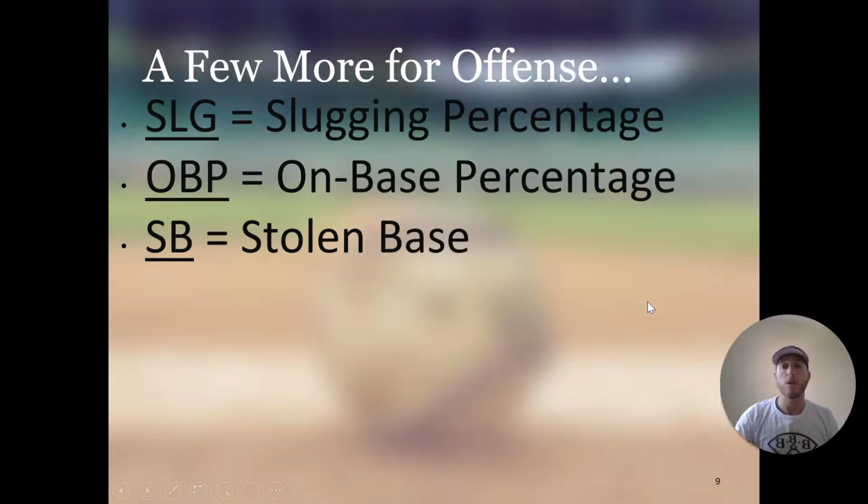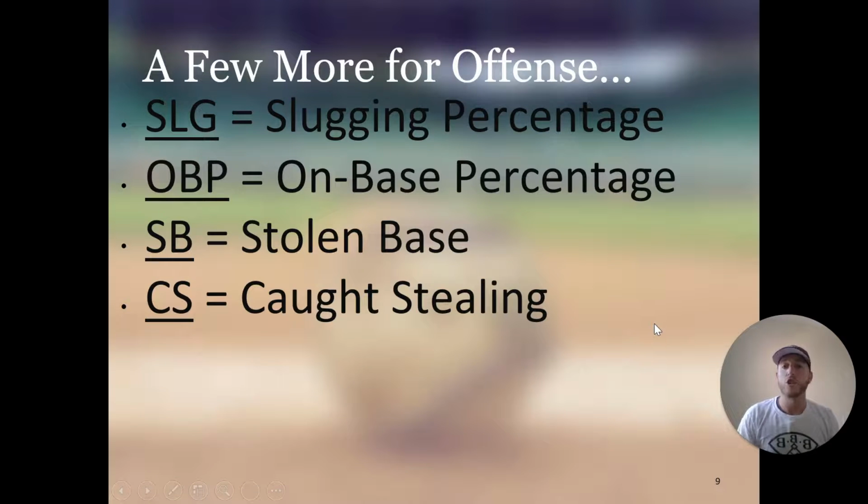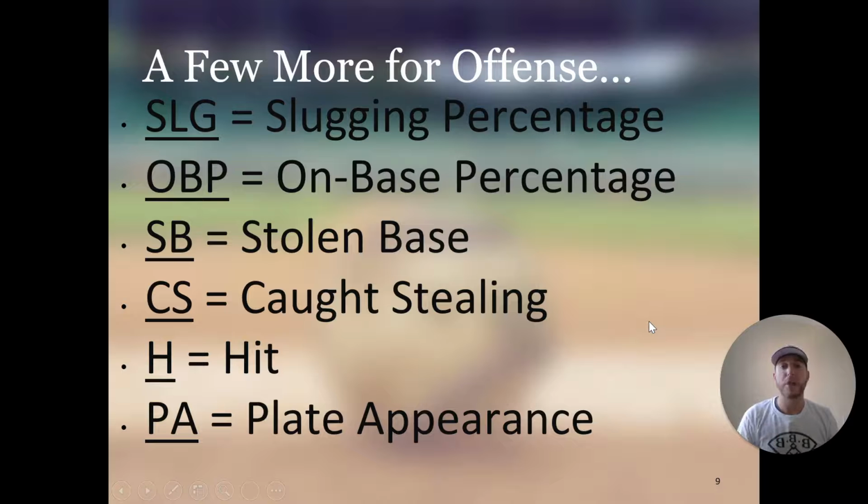SB is stolen base, basically a player who steals a base. CS is caught stealing. So a runner tries to steal the base and they get caught stealing by the catcher. H equals hit. PA is plate appearance.